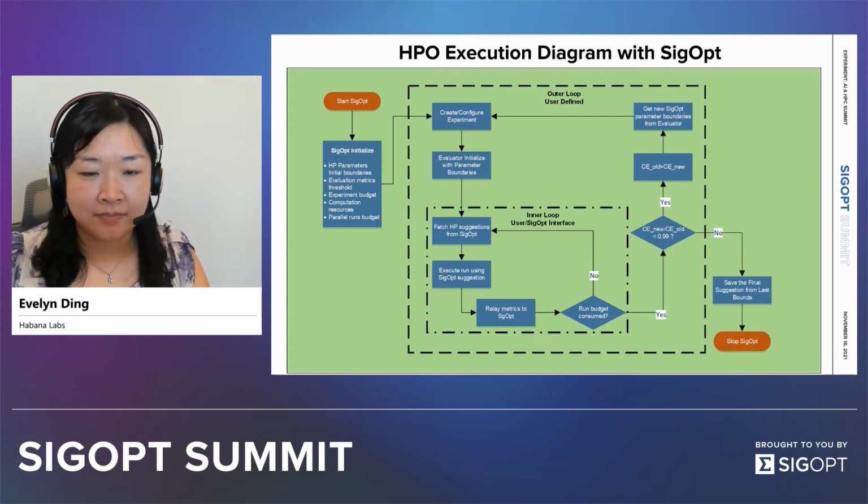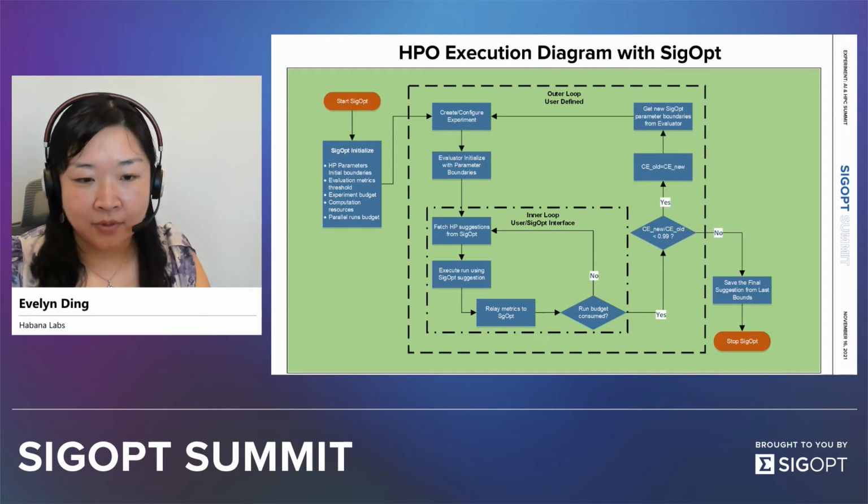On this slide, we developed a process flow chart to show the software execution plan from the user perspective. First, we start SigOpt from the left-hand side. Then we initialize SigOpt by defining a few important parameters as below. The first one is the hyperparameter initial boundary. The next one is the evaluation metric threshold. And also the experiment budget. For our implementation, we use about 100 budget for each experiment.